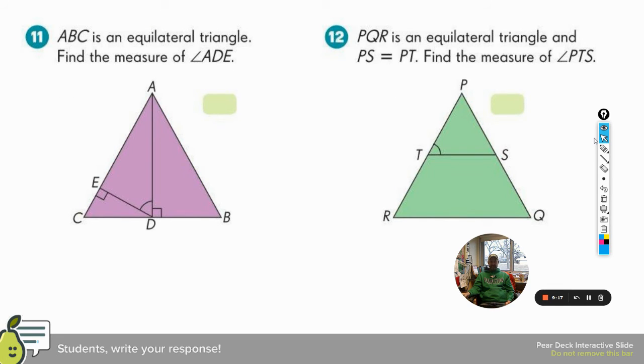All right, pause me, have a puzzle party. Come back, we'll do it in 5 seconds. Go.